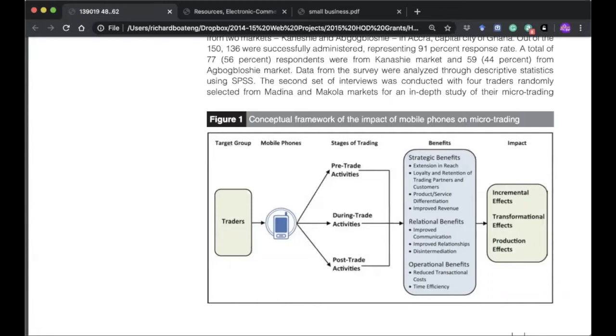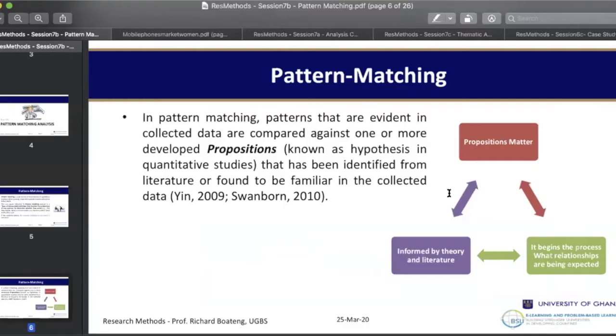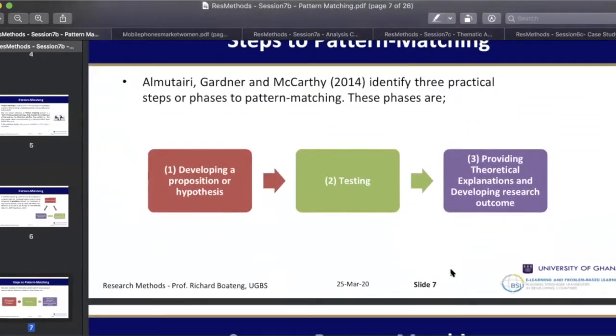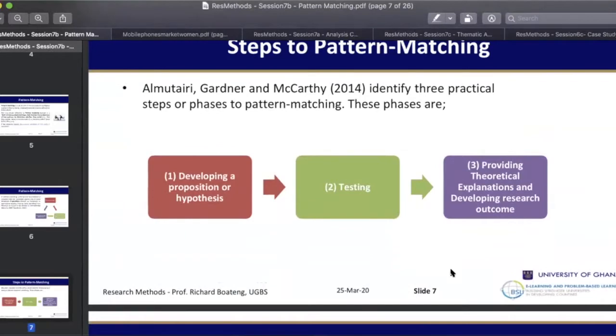So let's go back to what we meant by saying that we start with propositions. Pattern matching starts by you proposing possibilities of what could happen in the data. So we mentioned earlier that in pattern matching, propositions matter and relationships matter. Your relationships should be formulated from the theory and the literature you read. Then it guides you to look out for whether these relationships are possible.